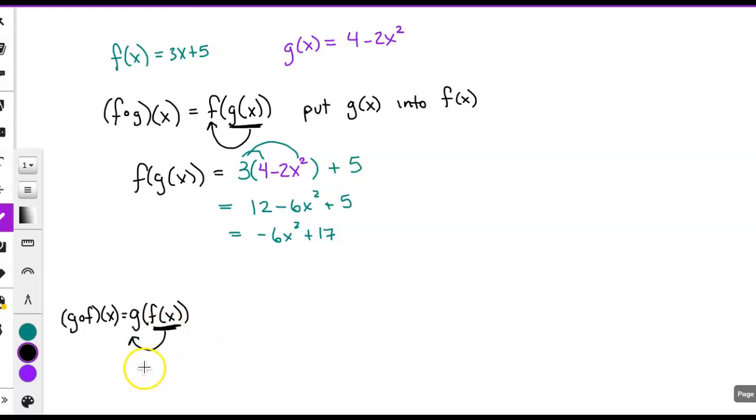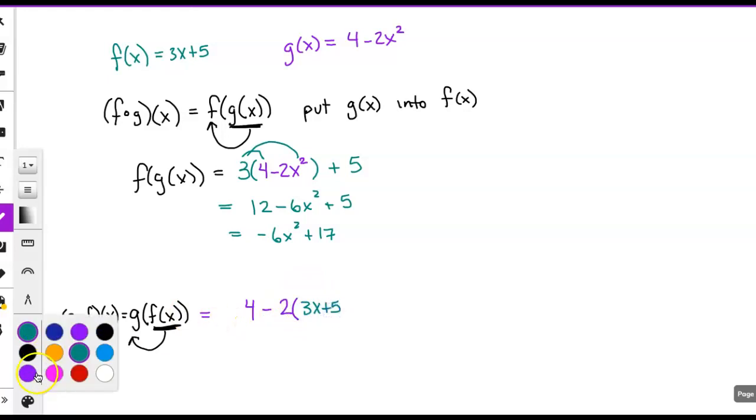So we're going to start with the g function this time. And we're going to write 4 minus 2 times, and now we'll put the f function into the g function. So it would be 3x plus 5, and then quantity squared. So the g function is in purple, and all we did was take the f function and substitute it into the g function every time we saw an x.